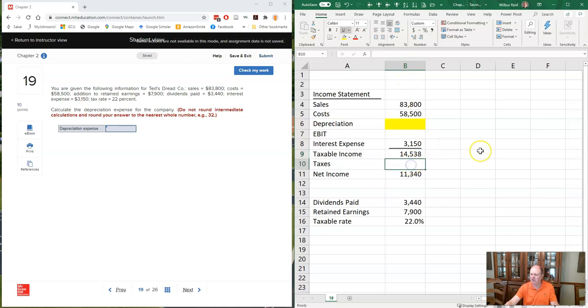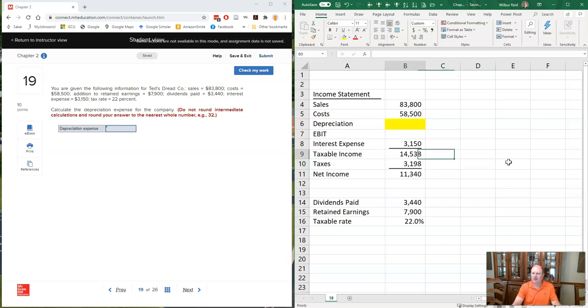Then I can do a quick check on that. If my taxable income was 14,538, multiply that by 22%, then I should have paid $31.98 in taxes. If I subtract the taxes I paid from my taxable income, then sure enough, it matches up. My net income is $11,340. So that is correct.